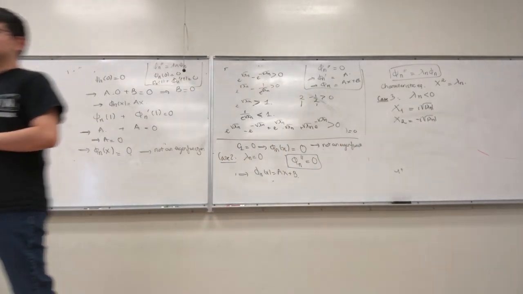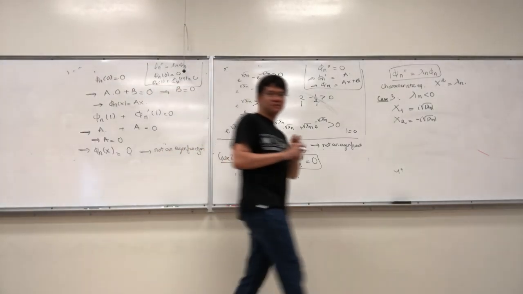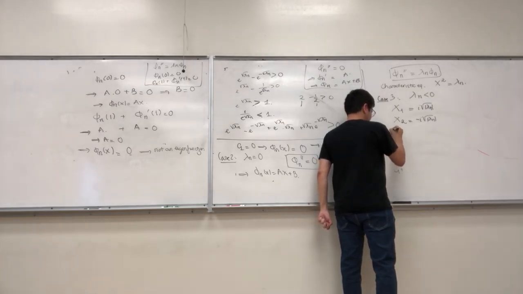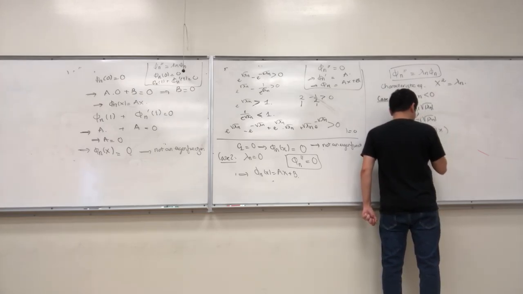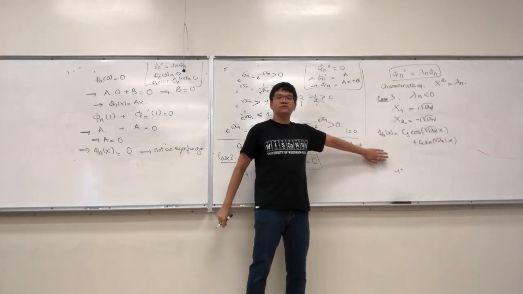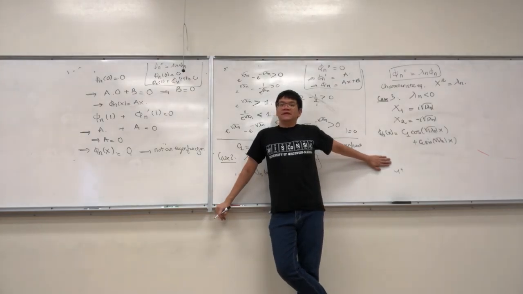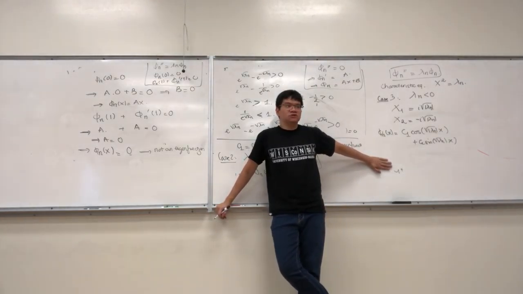What is the form of phi n in this case? So then you have phi n of x is c1 cosine of square root of lambda n x plus c2 sine of square root of lambda n x. All right? So this is where you see the sine and cosine. In general, for an eigenvalue problem, you always have sine and cosine functions, but the constant, the factor, will be different.